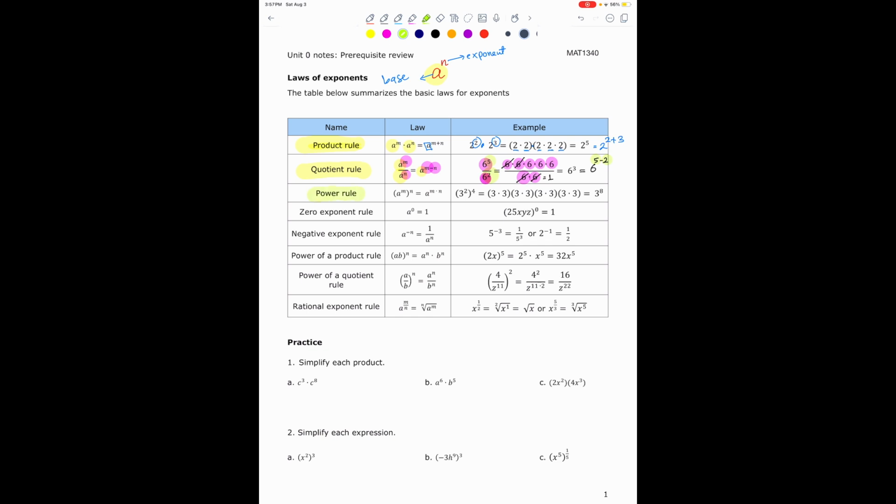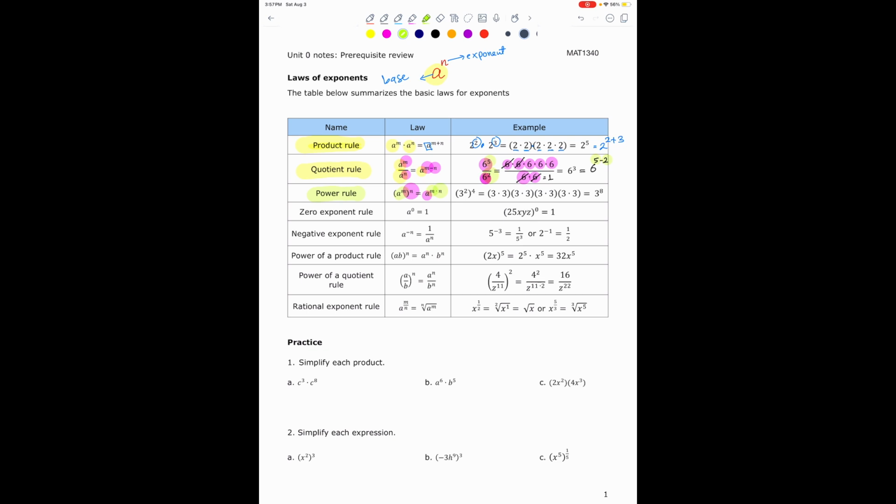The power rule says if you have an exponent expression and you raise that to a power, then the answer is going to be the base raised to the power of that expression times the power that is raised to it. Or the power of the power multiplies. The exponent of the exponent multiplies.